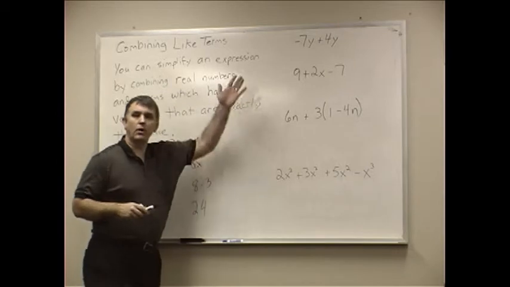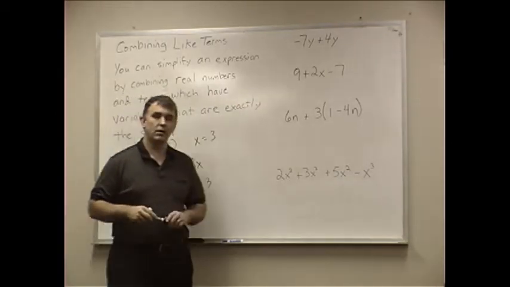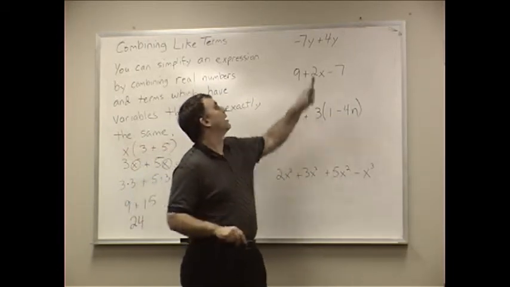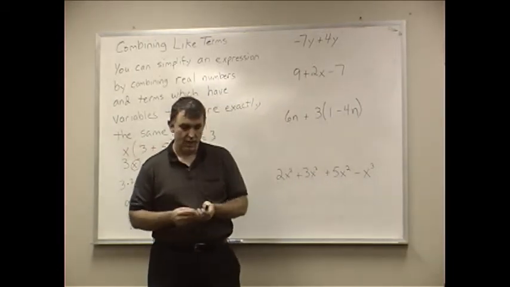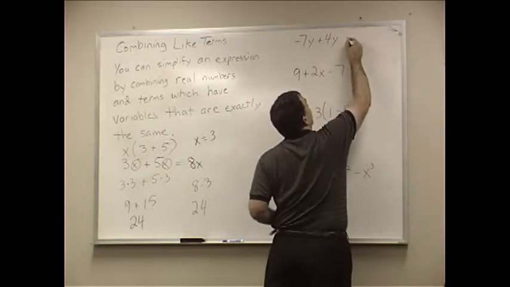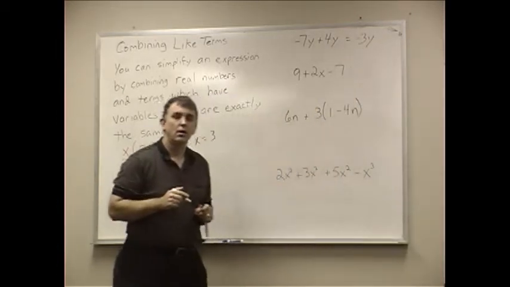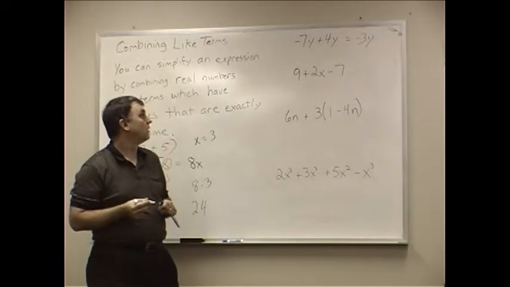All right, so I've got 4 examples up here to run through really quick. I've got negative 7y plus 4y. Again, the variables are exactly the same. Negative 7 plus 4, I hope you realize, is negative 3. So the answer there is negative 3y.